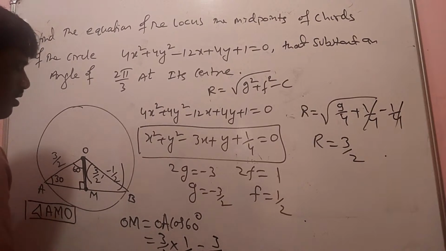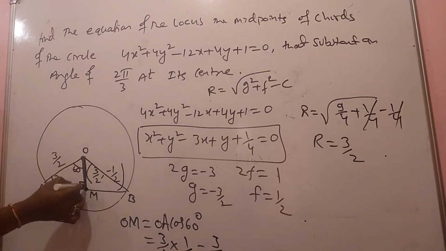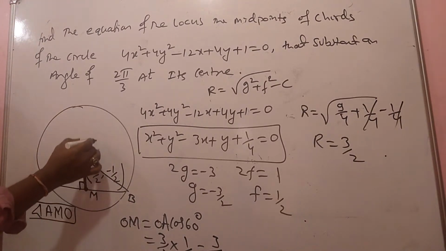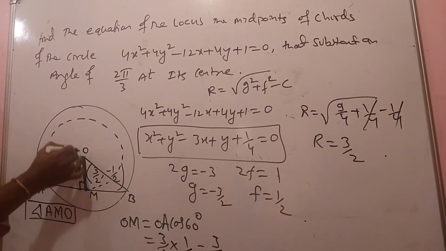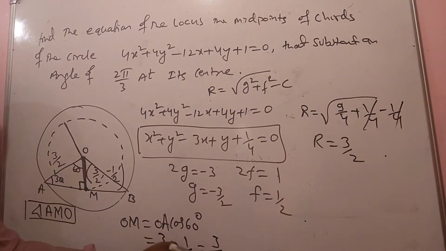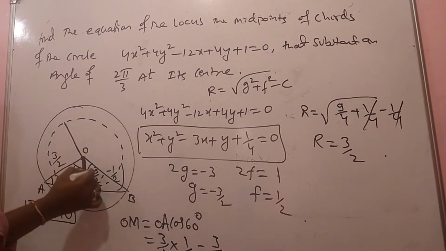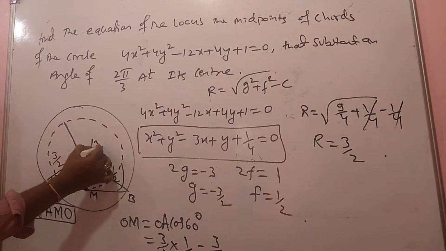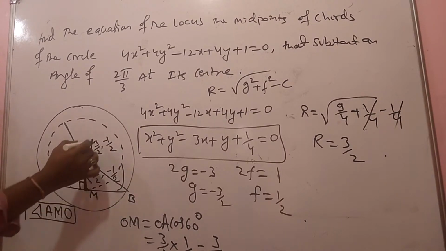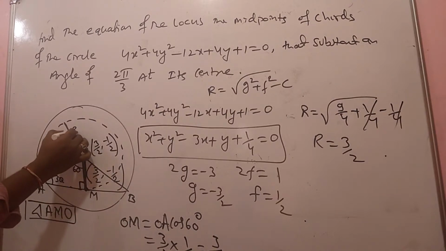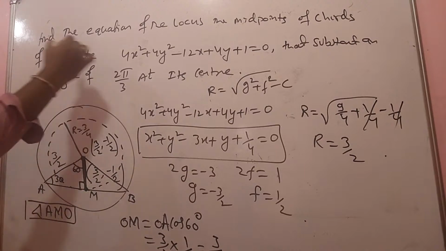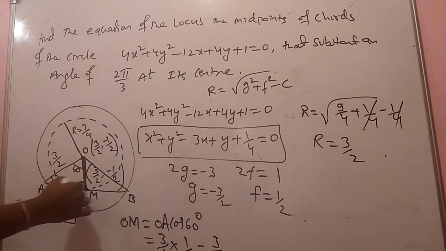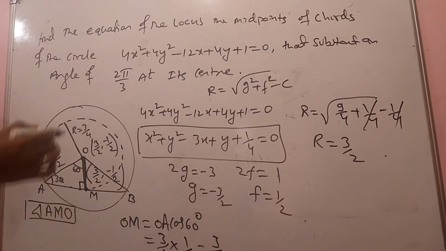Then OM length is how much? 3 by 4. It means this is the radius of the new circle which is forming. It means all these points are forming a circle because they are equidistant from the center. You got the radius, that is 3 by 4. You already have the center, center is 3 by 2 comma minus 1 by 2. Radius you got as 3 by 4. Then you can find the equation of the circle. The locus which is forming is the circle only.